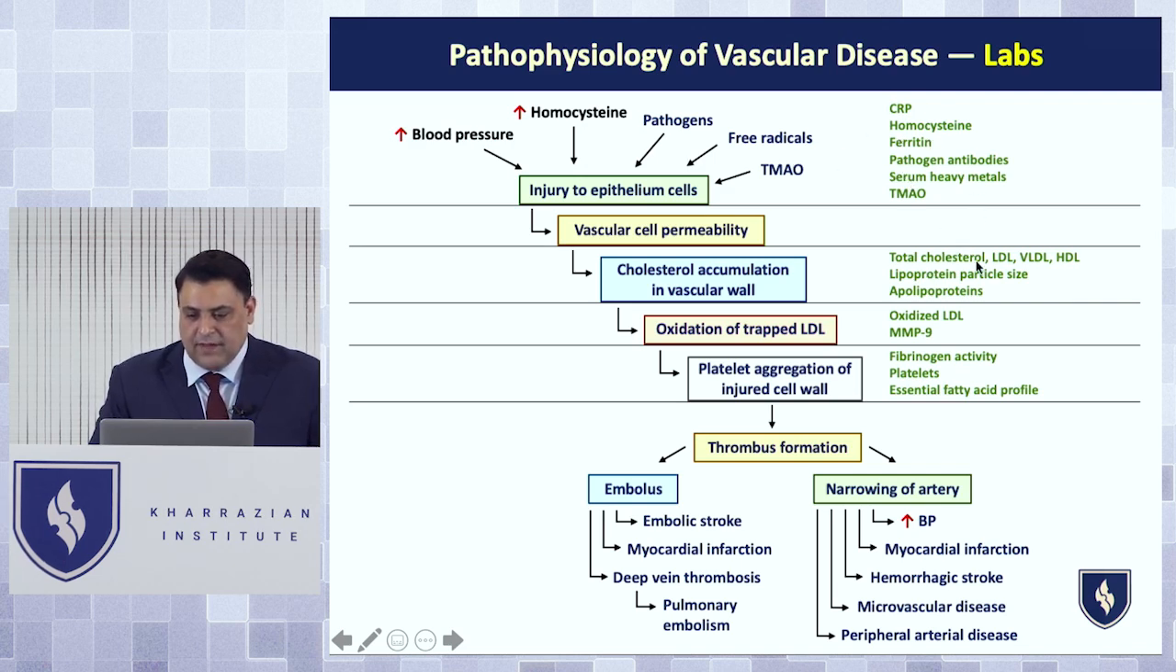Then if you look at total cholesterol, LDL, VLDL, HDL, lipoprotein particle size, apolipoproteins like ApoB, ApoB1, you're looking at this cholesterol transport mechanism. And then you can measure oxidized LDL. And then once you get oxidized LDL and start to develop atheromas and dislodged emboli, that's when a protein called MMP9 goes up. So you can measure that. And then you have platelet aggregation, things like fibrinogen activity, platelets, things that impact prostaglandin levels, and fatty acid profiles. These impact these. So now we can look at all of these factors to determine what's going on.